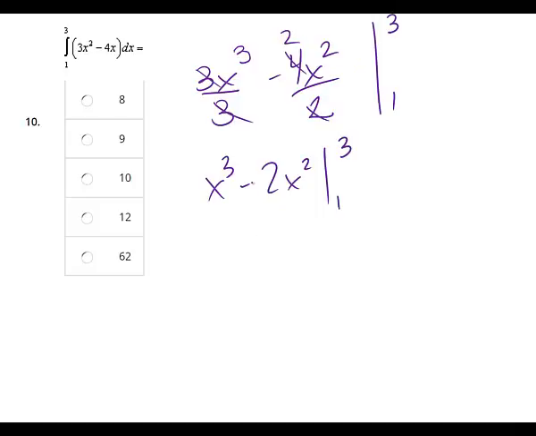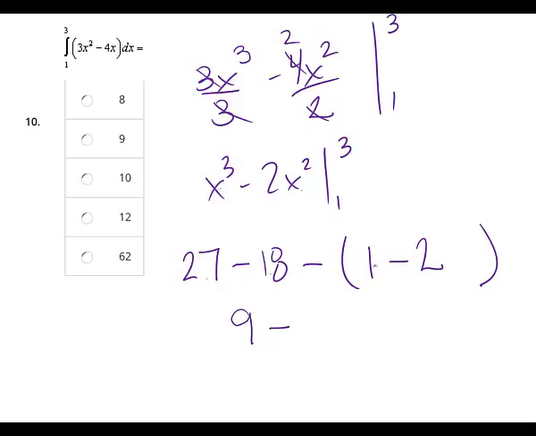All right, let's plug the numbers in. So what is 3 cubed? 27. Minus, what's 3 squared? 9 times 2. And then minus and use the parentheses, so you make sure you get your signs right. What's 1 cubed? 1. 1 squared? 1 times negative 2 is? Negative 2. What's 27 minus 18? 9, right? And then 1 minus 2 is? Double negative is going to go positive, so we would just get 10.